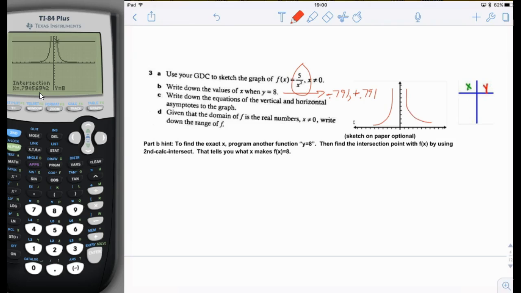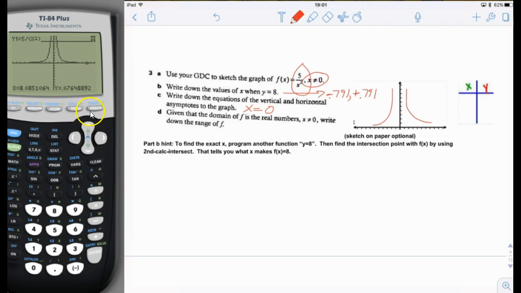Okay. Write down the equations of the vertical and horizontal asymptotes to the graph. So the vertical asymptote is obviously x equals 0. Did I say vertical asymptote or horizontal asymptote? I meant vertical asymptote. What is the horizontal asymptote? Well, it looks like it's approaching 0 or something here. We could use trace. We just zoom out here, and you see how it's getting smaller and smaller, 0.09, etc. So you could see that it is going towards 0.